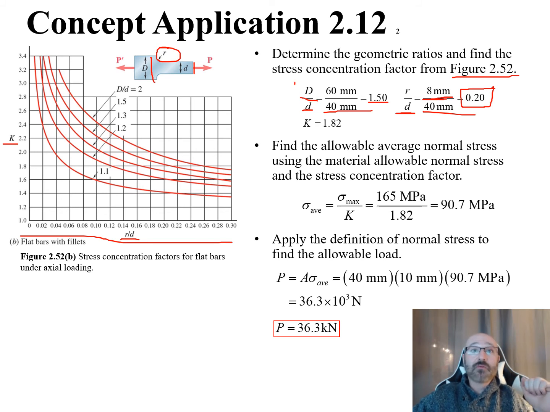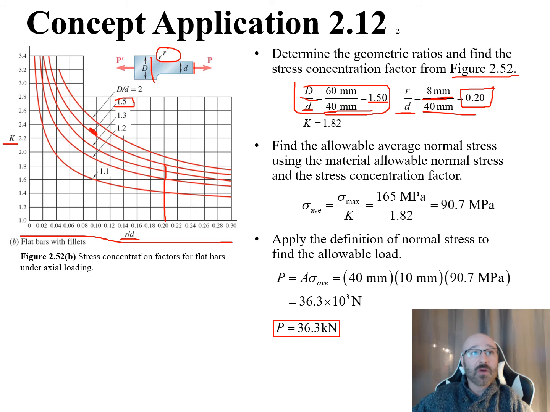So now, from this first ratio, our big D over little d, we can tell what curve we're on. This is 1.5. There's 1.5 right there. So we can follow this down and find out we're on this curve right here. Our R over d gives us 0.2, so we can come down here to 0.2 and follow our 0.2 all the way up until we intersect with that 1.5 curve right there. From that, we can see we're just about there.